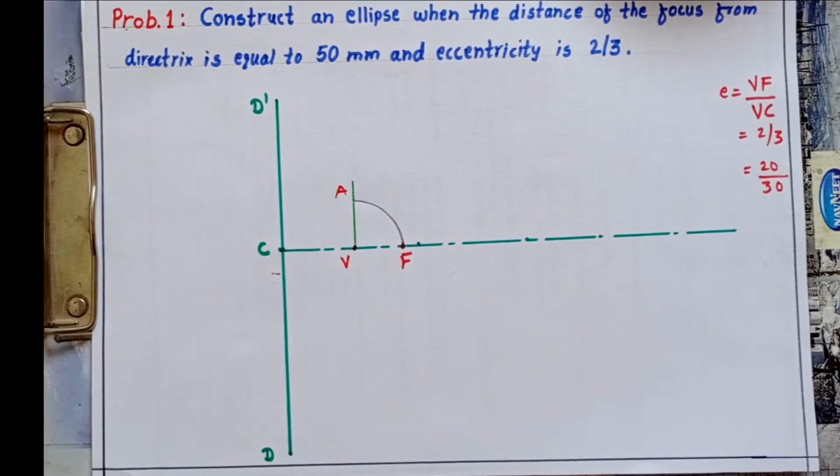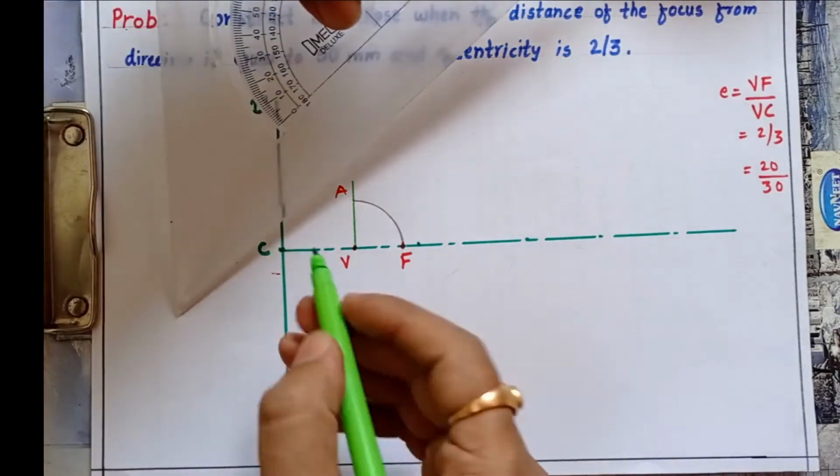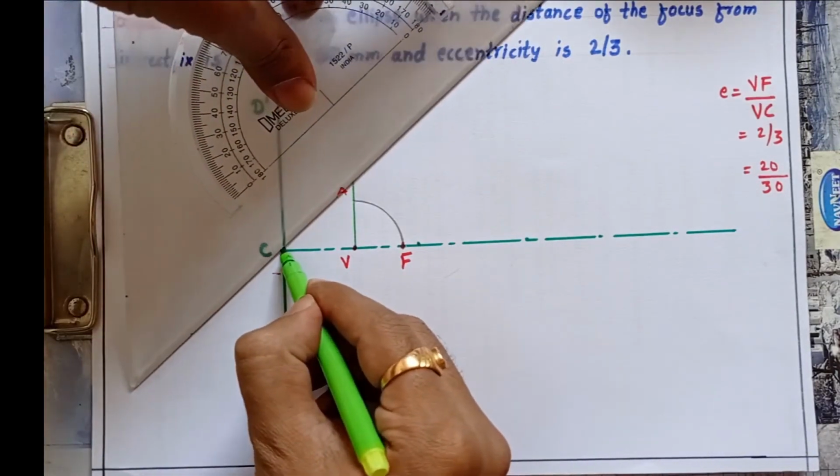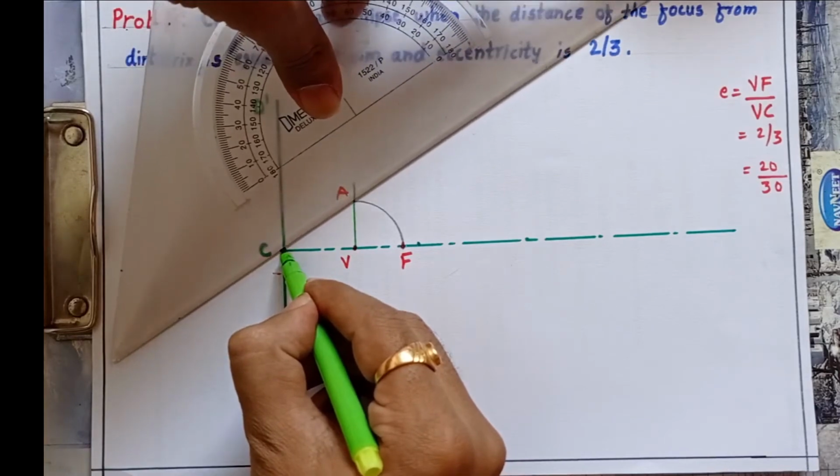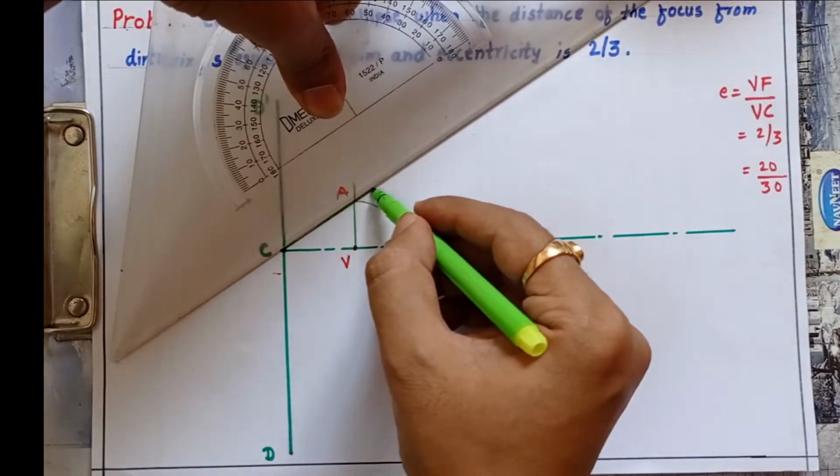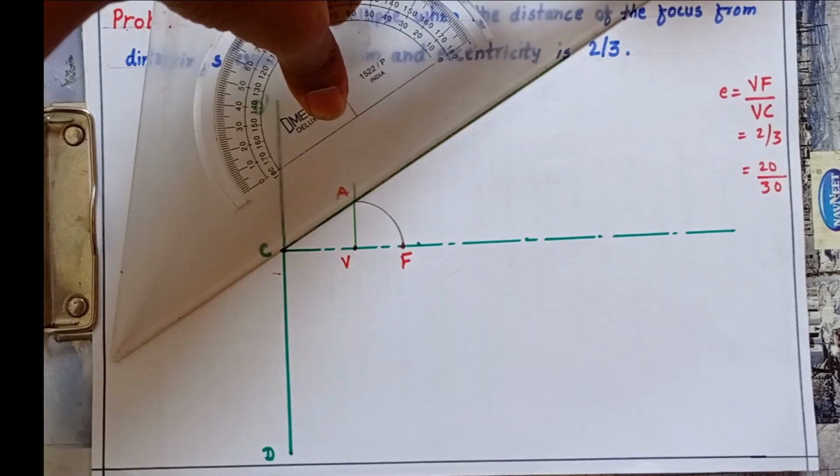Fine. Now we have to connect the point C and A and further extend it. So this is your point C, this is your point A. We are going to connect it and we will further extend it.